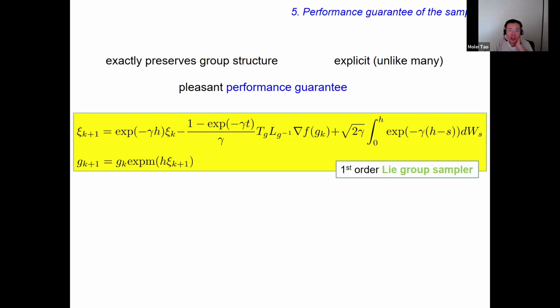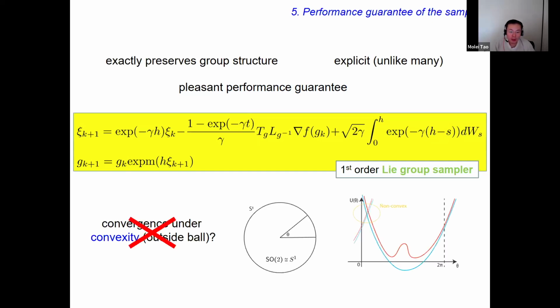What I do want to emphasize is the performance guarantee of this algorithm. We have a provable performance guarantee, and this is something we are very proud of because if you think about it, if you want to prove the convergence of optimization or sampling, typically you have some notion of convexity. You can relax it. Maybe you have convexity outside the ball, or maybe you have things like isoperimetric inequality, etc. We don't really have convexity or convexity outside the ball anymore because of the geometry.